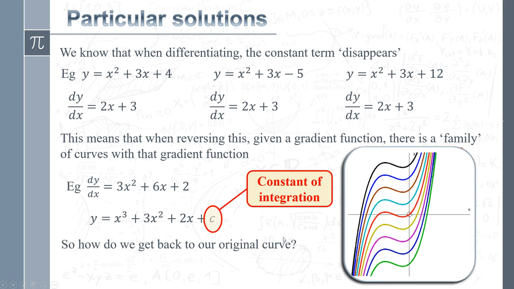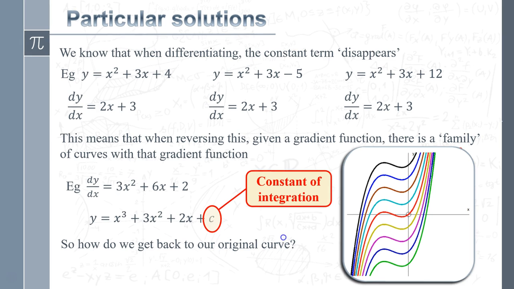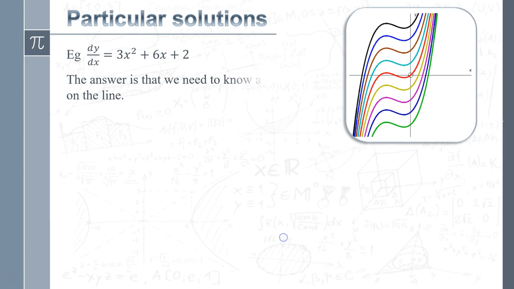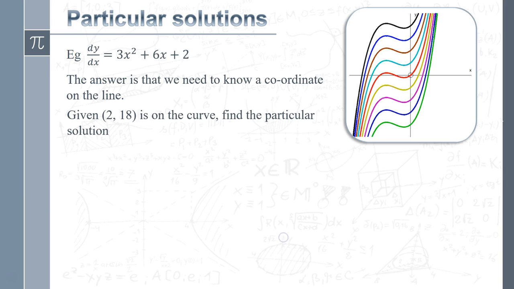So the question is, if I'm given a gradient function, how do I know which curve it's come from? How do I get back to our original curve? And to do that, essentially what I need to do is I need to know a particular point on the curve. And if I know a particular point, I'll be able to figure out exactly which curve I've been working with. So there we go.